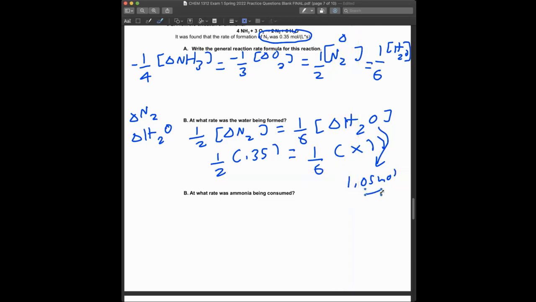Excellent. Anyone have any questions? Mole per liter. Okay, if there's no questions, we can continue on. At what rate was ammonia being consumed? I'll go ahead and let y'all work on that problem, and then we can talk about it in a little bit. It's the same way you would approach the previous one.